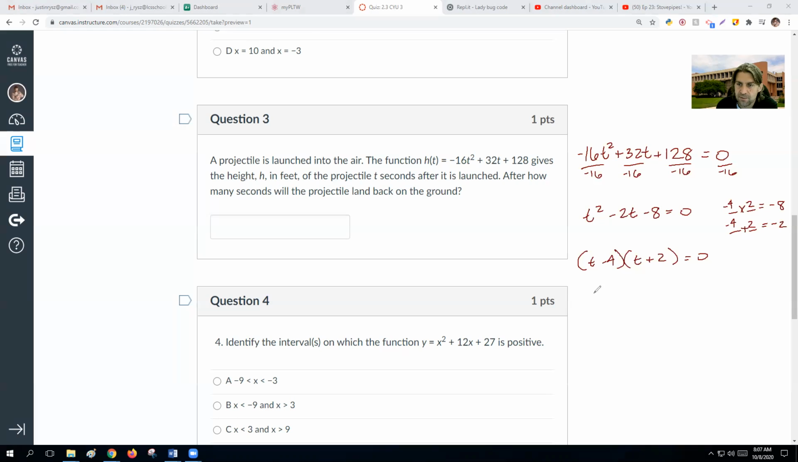Alrighty. So set both of these equal to 0 and solve both of them. And so we get t equals +4 and t equals -2. Which one makes sense? How many seconds would it be? Yeah, we're not dealing with negative seconds. It'd be 4 seconds.